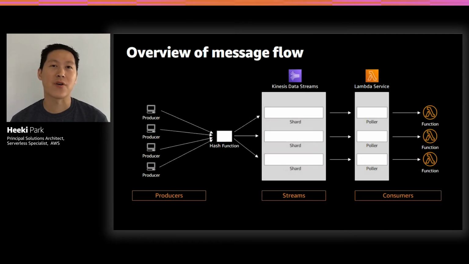This is a high-level flow that we'll be covering throughout the session, wherein we zoom in and dive deep on different components. We'll start from the left side with the producers. We'll work our way towards the right through streams, and finally end with the consumers. First, let's take a look at the producers.